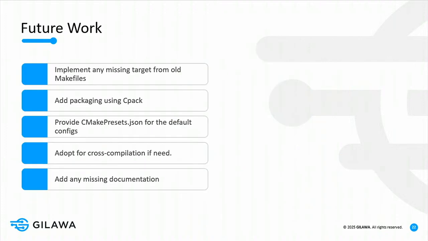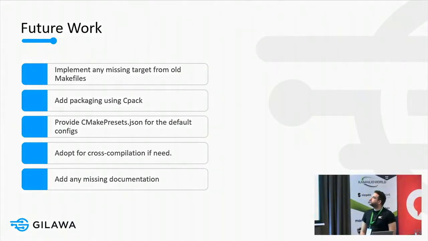So some future work that we might want to do is, of course, implement any missing targets from the old Makefiles. Please, if you find something that is not implemented yet, please ping me up. Add packaging using cpack, another tool that cmake provides. We are, I think, almost there, but still have to do some testing.